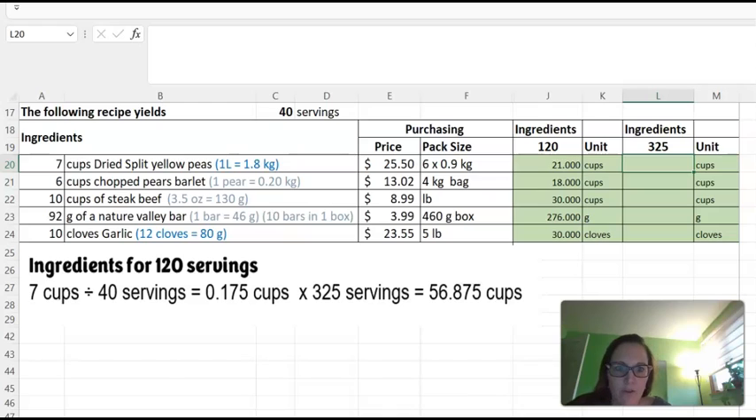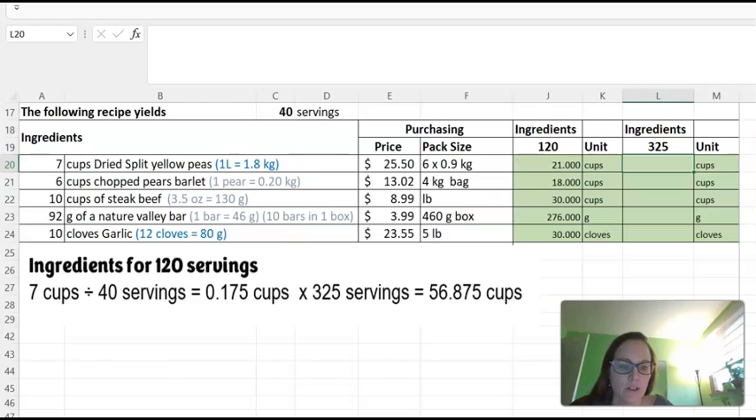Again, we have an example here for our ingredients for 325 servings. So we've got our 7 cups, and we're dividing by 40 servings to get 0.175 cups, and now we're going to multiply by the 325 servings, giving us 56.875 cups.